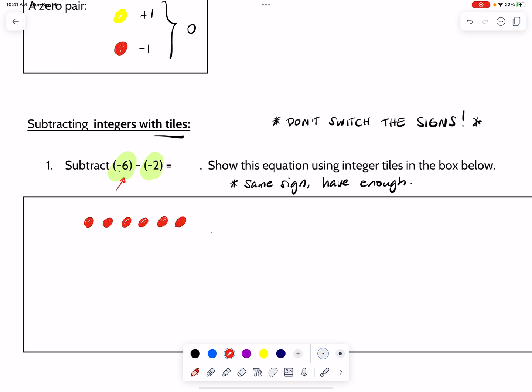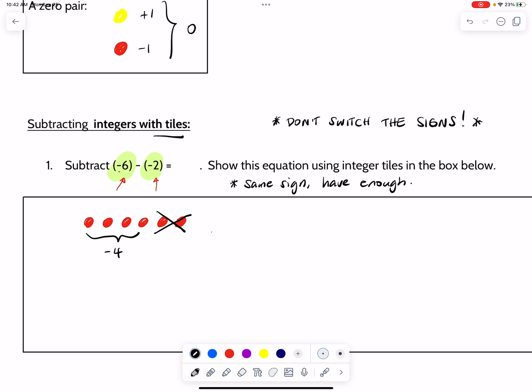Okay. Now, if you can see in the second part, you're subtracting -2. Okay, you have -6, and you want to take away -2. Do you have enough to take away -2? Yes, you can because it's the same sign. That's why you have enough. So you just simply cross out -2, and your answer is -4. This is the most straightforward example with subtracting with tiles.